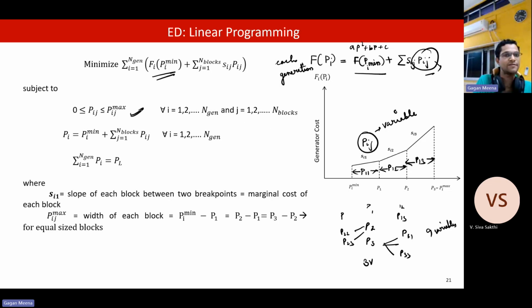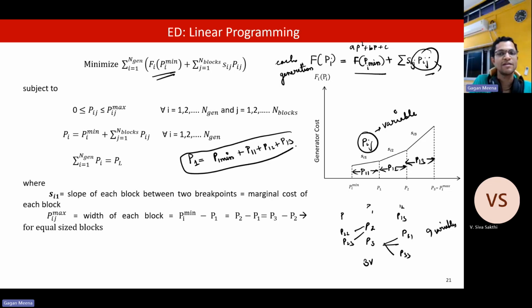We have this constraint. And then the overall Pi generator will be Pi minimum of that generator plus the sum of these individual variables, Pij, summation over j. So if we have three blocks, three segments, then let's say this is for generator 1, I'm writing: P1 is equal to P1 min plus P11 plus P12 plus P13. This will be the overall generator output.